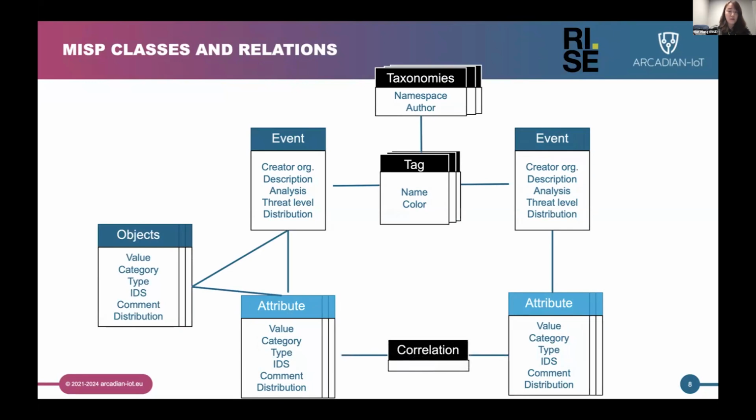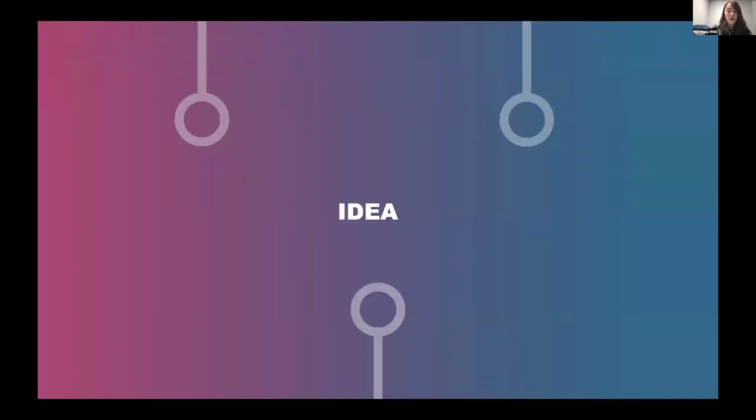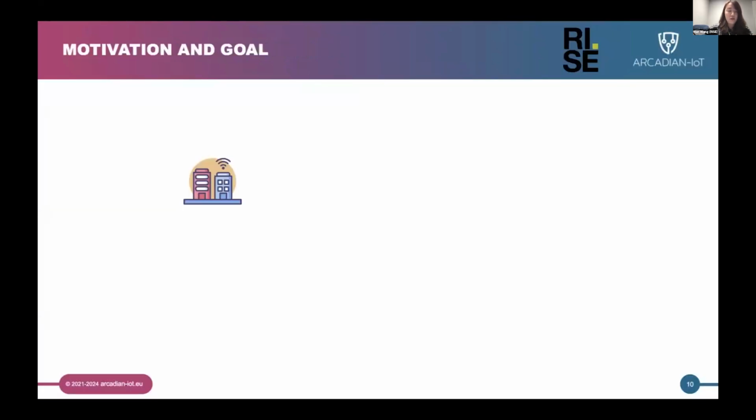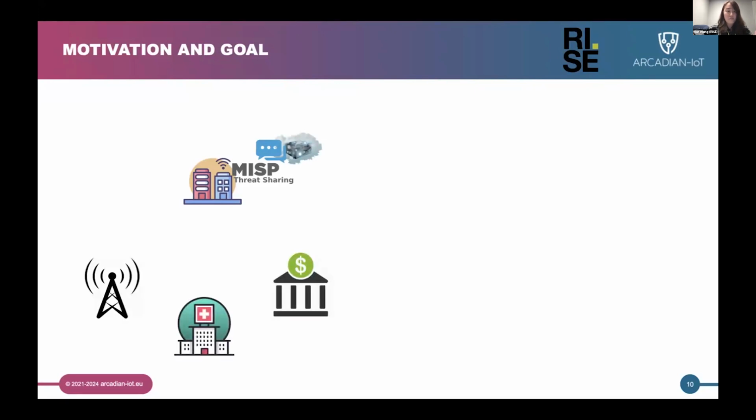attribute. And we can also see the correlation between different attributes in different events. So our motivation in this CTI work is that CTI can be implemented in, for example, a smart building, which is really full of resources, and it's on the cloud. All the other partner organizations can share their threat information to the MISP in the center, but because there are different kinds of organizations such as telecom, hospital, or bank, they share different kinds of data.